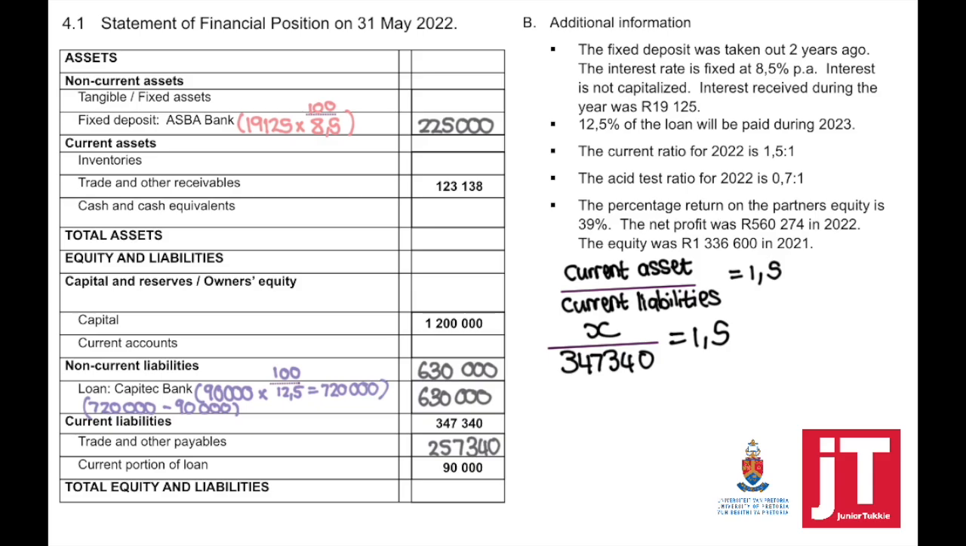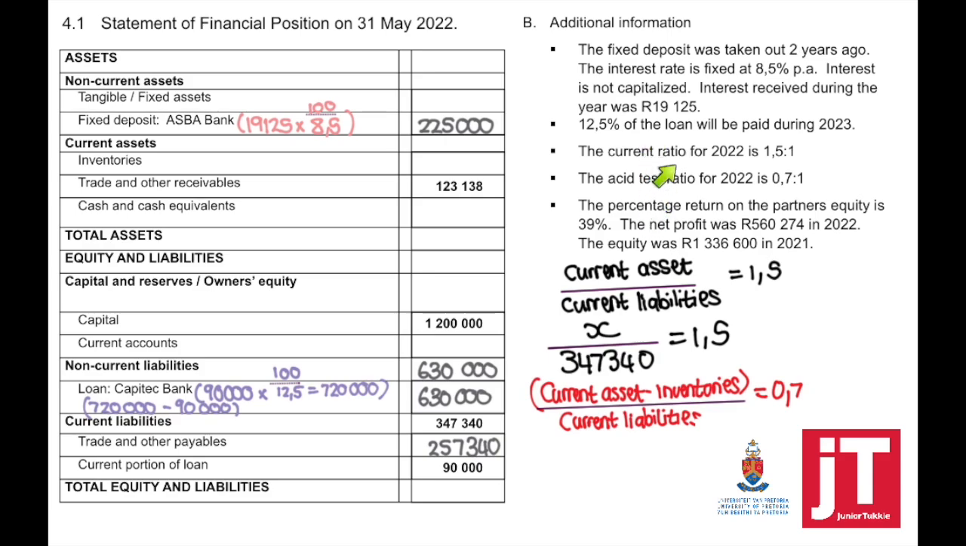If we're looking at the asset test ratio, it's your current assets minus inventories divided by the current liabilities, and that equals 0,7. Another way of calculating your asset test ratio is by taking your trade and other receivables plus your cash and cash equivalents divided by the current liabilities. So those are my two options.